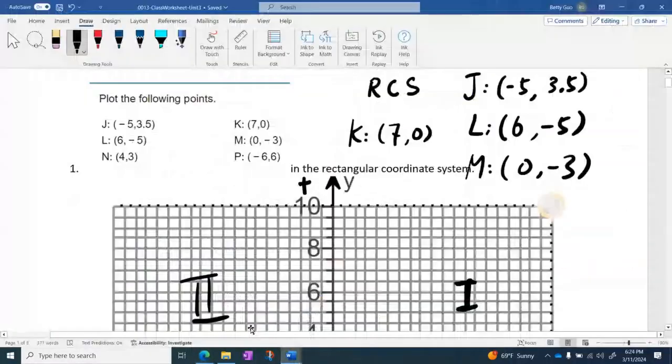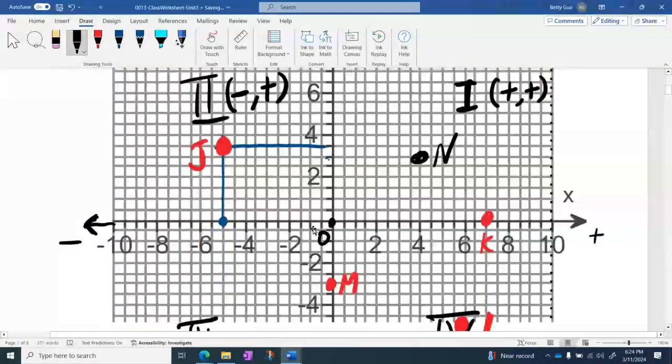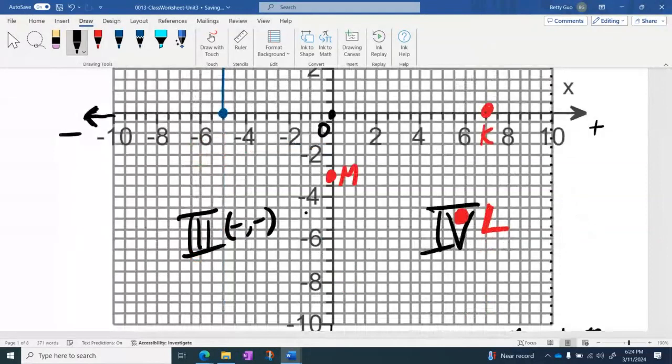Exactly. In quadrant 1, we have infinitely many, uncountably many points. All those points have a positive x coordinate and a positive y coordinate as well. Both x and y values are positive. For quadrant 2, x is negative and y is positive, because it's to the left of the origin and above the origin. For quadrant 3, both x and y are negative. For quadrant 4, x is positive and y is negative. So you want to remember that.